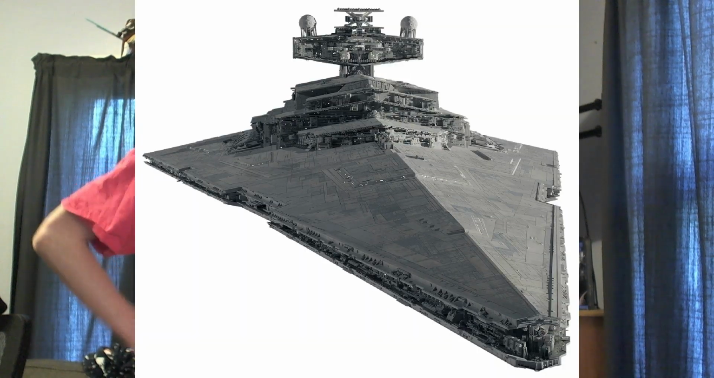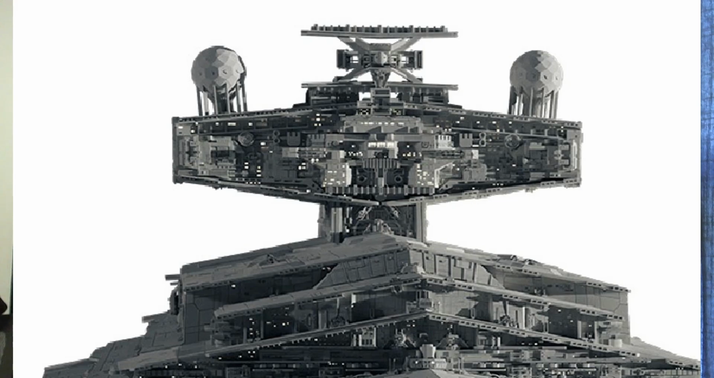So every time you see a Star Destroyer, you can now check and see, hey, is that an ISD-1 or an ISD-2? And all you have to do is look at that little bridge thing at the top, the little sensor array. Is it an X or is it flat? Because if it's an X, it's an ISD-1. If it's flat, it's an ISD-2.